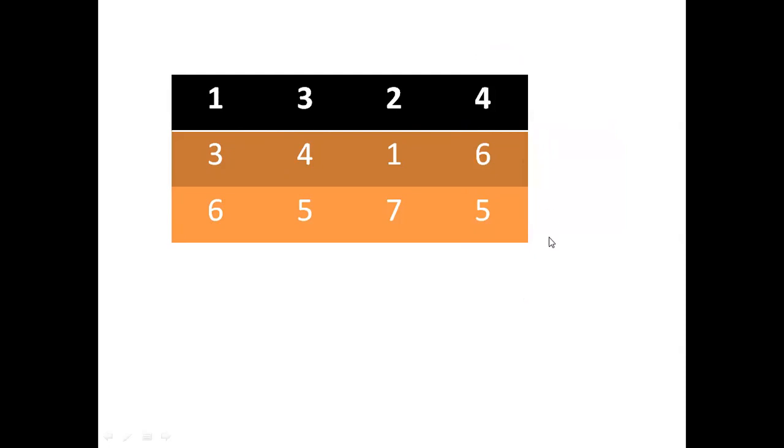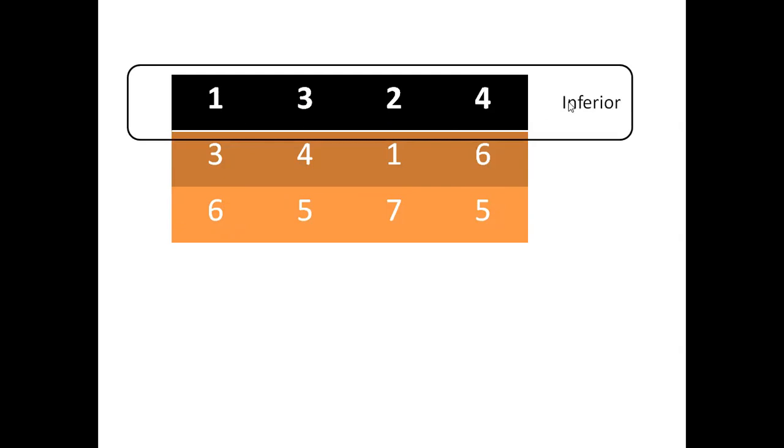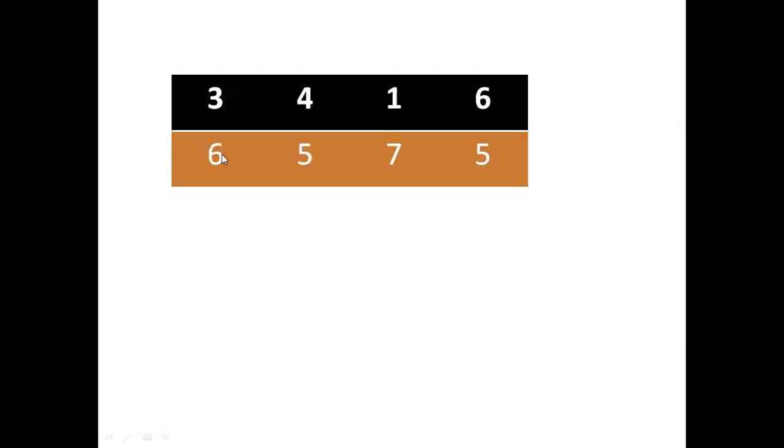Since the column is eliminated, once again you have to check the dominancy between the rows. 3 is greater than 1, 4 is greater than 3, but 1 is less than 2. No dominancy between these two. Now the first and third: 6 is greater than 1, 5 is greater than 3, 7 is greater than 2, 5 is greater than 4. So this is a superior and this is inferior. This inferior column will be eliminated. Then this is the reduced matrix.